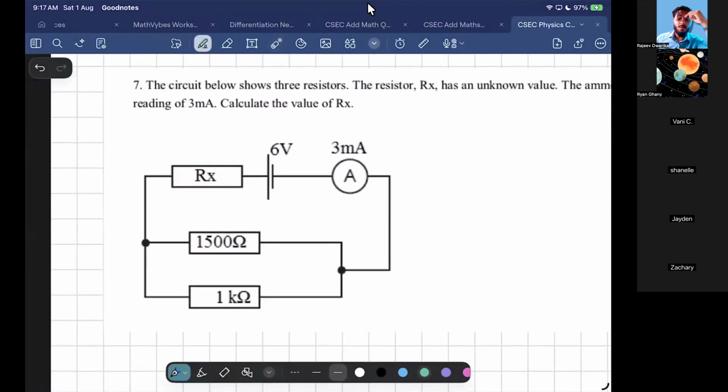Now, before we start, let's just draw the flow of current. Remind me, Chanel, how does the flow of current go? From positive to negative. Right, from positive to negative.